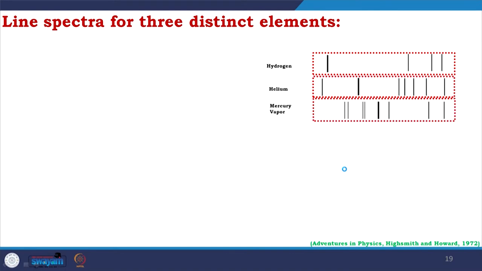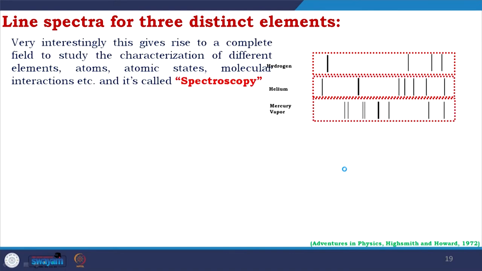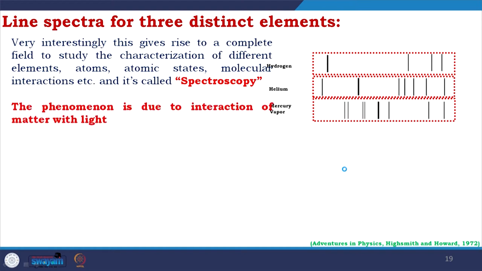But now, if you see something more, very interestingly, this gives rise to a complete field of study we talked about, of different elements, atoms, atomic states, molecular interactions, and is called spectroscopy. And we now know that the phenomenon is due to the interaction of matter with light. But now we have something additional to look at.